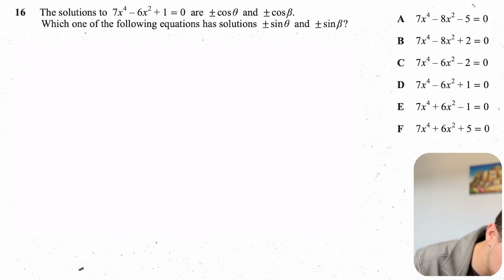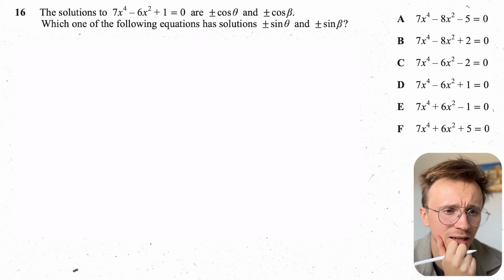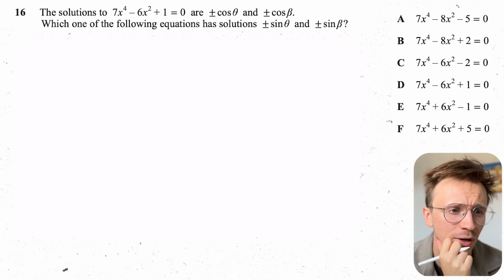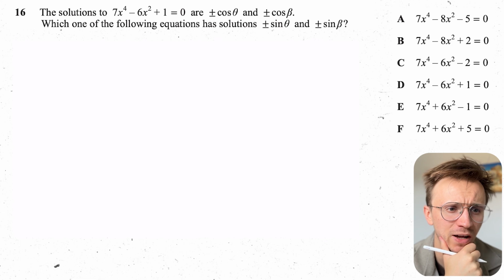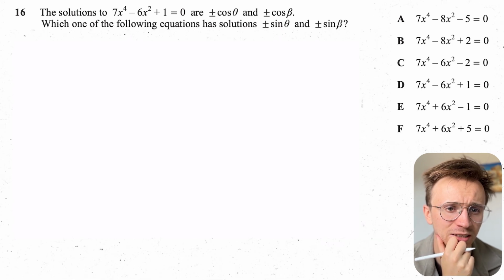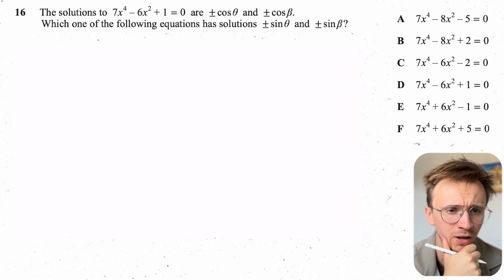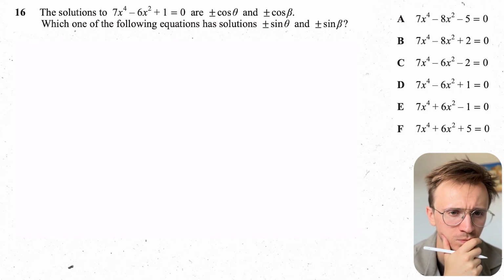16. Solutions to 7x to the 4 minus 6x squared plus 1 equals 0 are plus or minus cos theta and plus or minus cos beta. Which of the following equations has solutions plus or minus sine theta and plus or minus sine beta? Okay. Interesting.